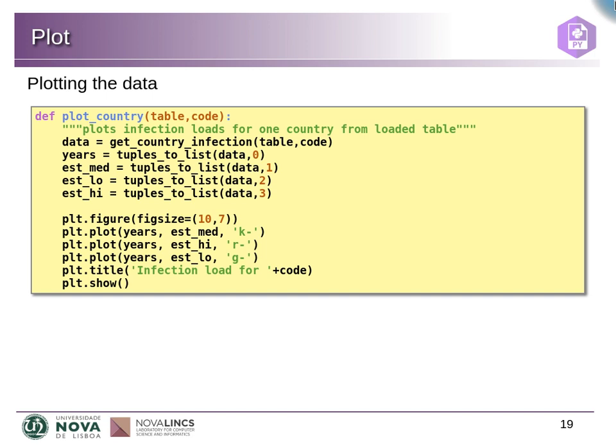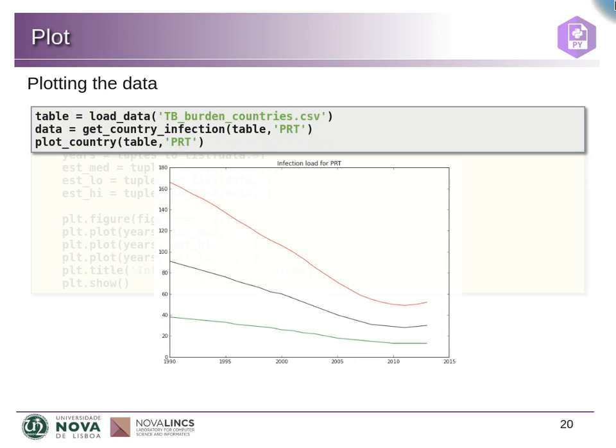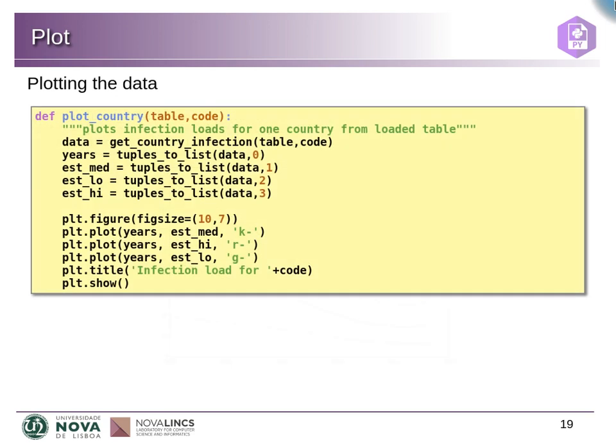So in this case, we put infection load 4 and add the code for the country. And then we show the plot, and this is what we get in this case. So this would be testing our functions. We load the data from the file. Then we get the country infection from that table. This would be the test for this function here.